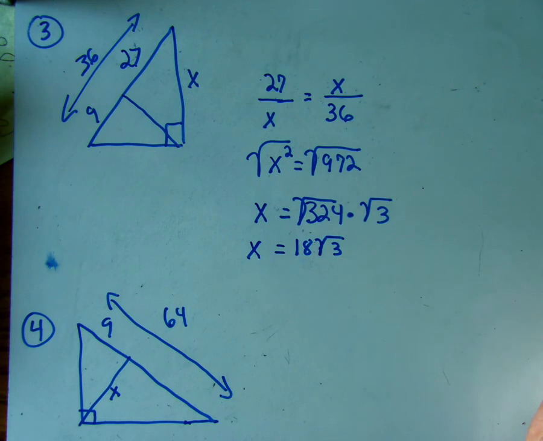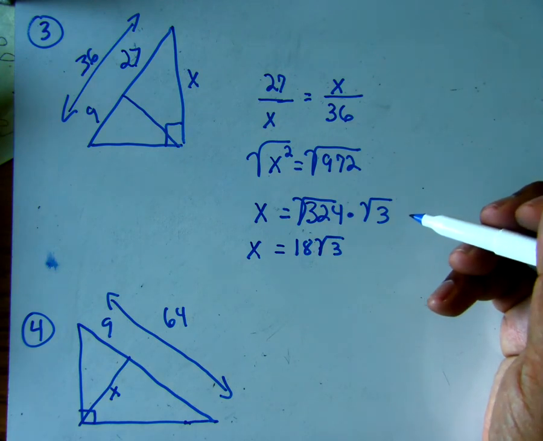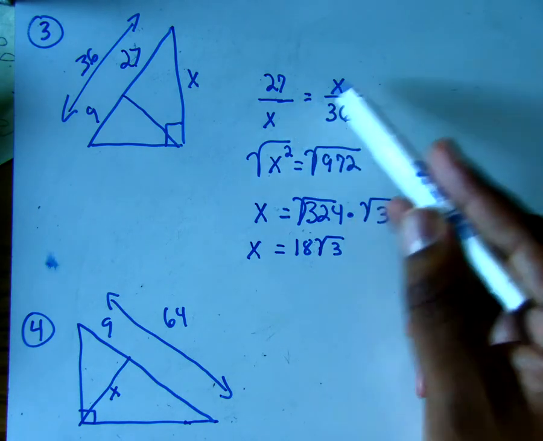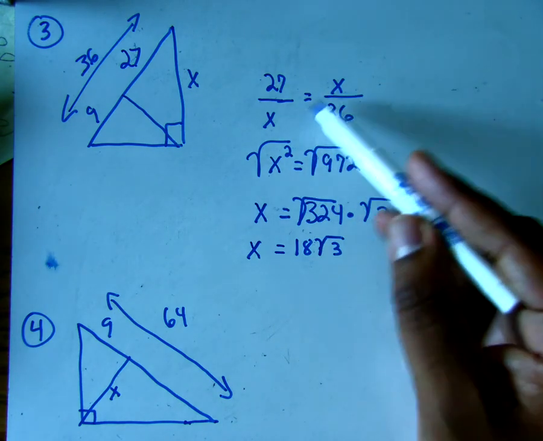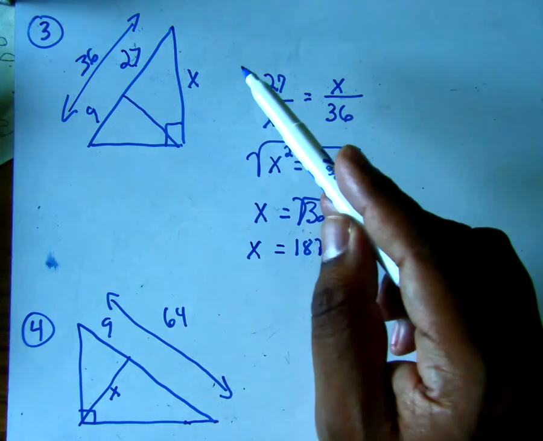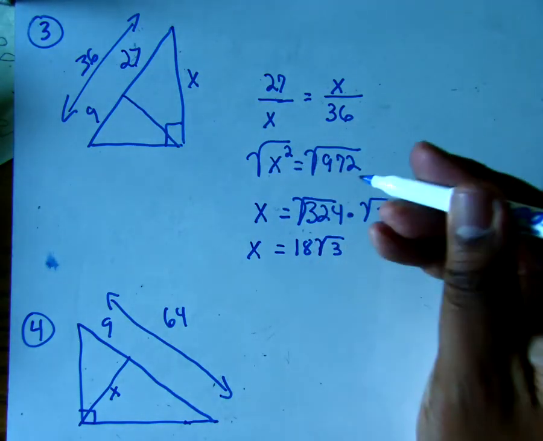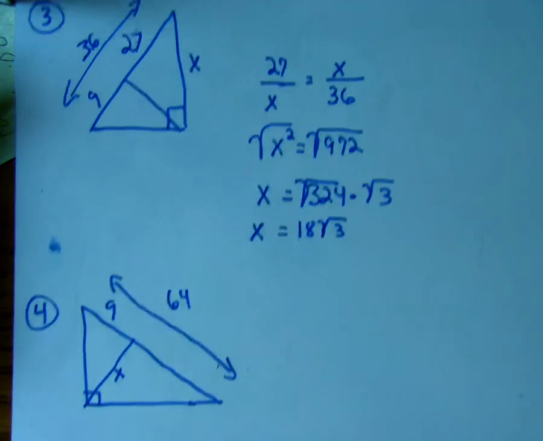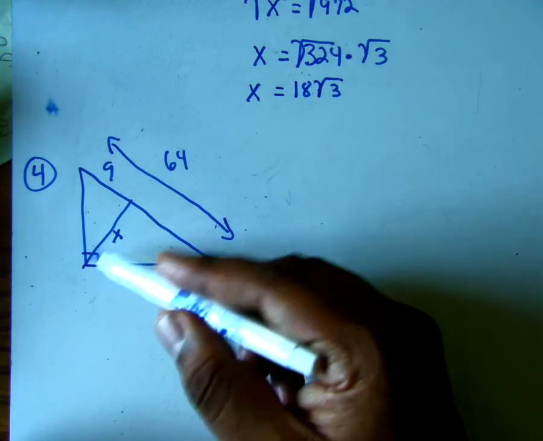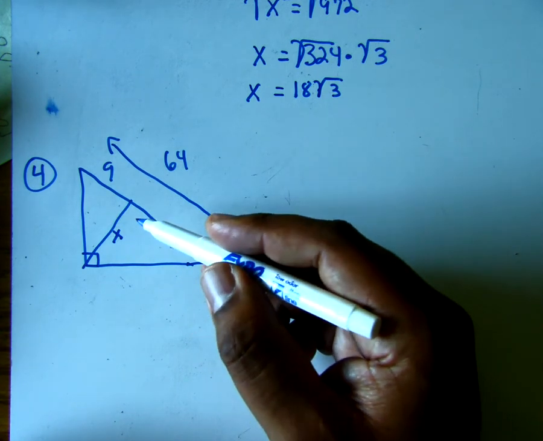Okay, so that's one example showing two new points. One, that sometimes your leg or altitude could be your unknown value. And second, sometimes you have to look to see if you have all the pieces that you need in order to work your particular rule, whether altitude or leg rule. So let's take a look here at number 4. Now, in number 4, we have x, our unknown value here at the altitude. But to work the altitude rule, you need parts of the hypotenuse.